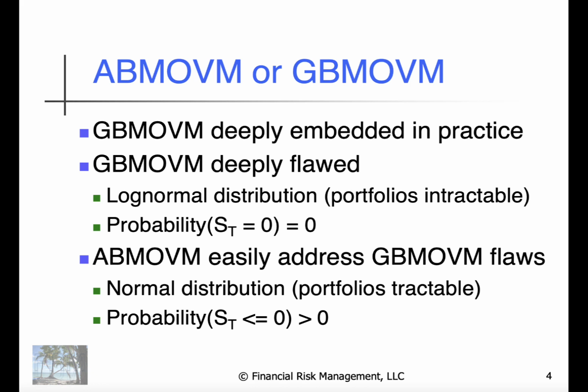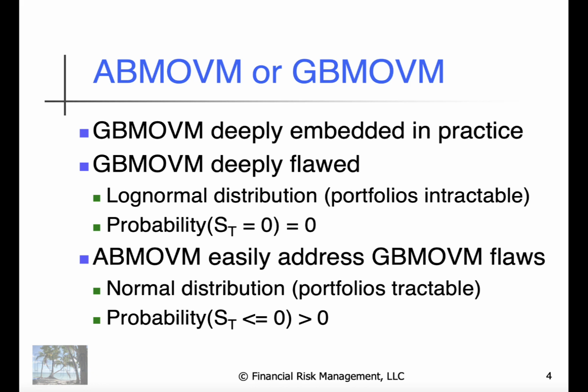Further, the probability that a stock price actually equals zero is zero under the log normal distribution. Well, unfortunately, stocks do in fact hit zero, absorb at zero, never come off of zero, often coming out of bankruptcy when the equity holders get nothing. ABM easily addresses these GBM flaws.